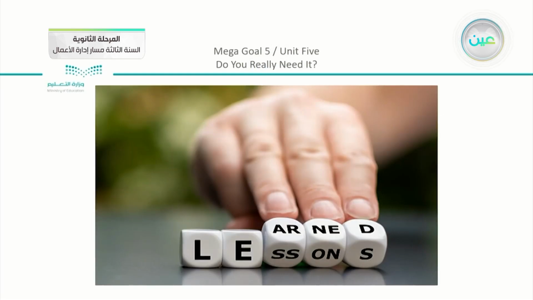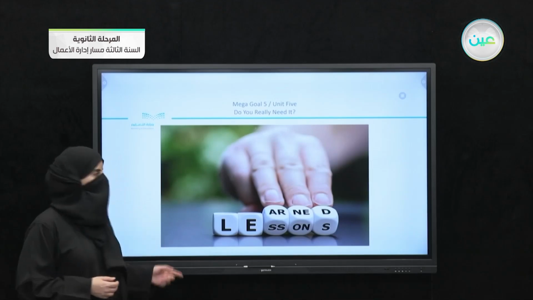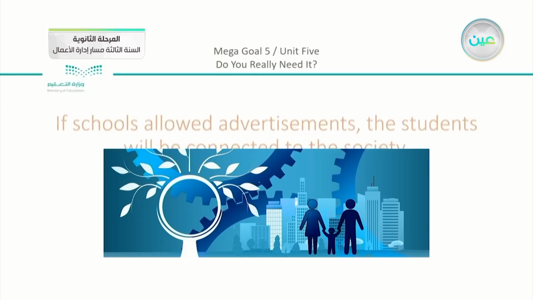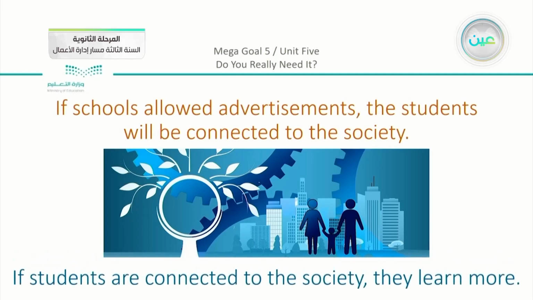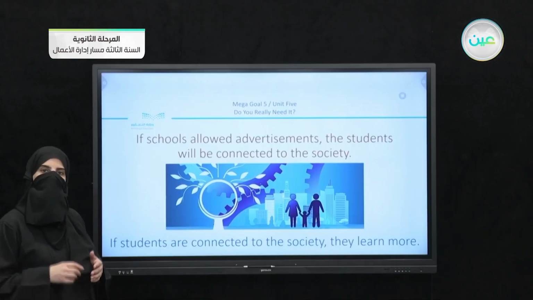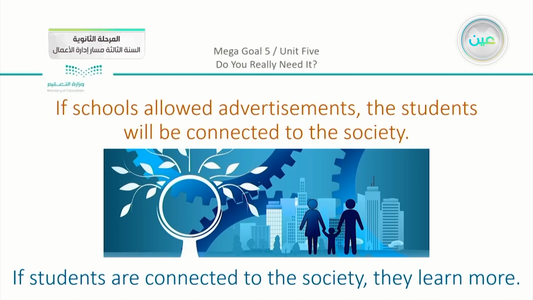Now, what did you learn when we talked about the benefits or the advantages of advertisements at school? Now, we can say if schools allowed advertisements, the students will be connected to the society. And we can also say if students are connected to the society, they learn more. Now, if you see these two statements, let's go back and see the first one. If schools allowed advertisements, the students will be connected to the society. And as a result, we have the second one. If students are connected to the society, they will learn more.